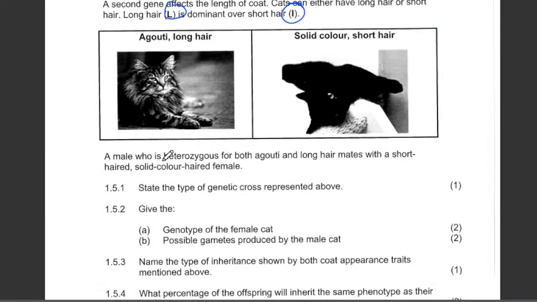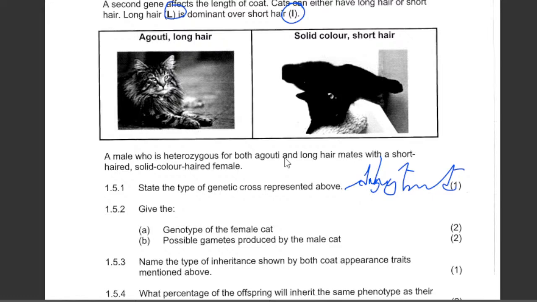So they're saying the male who is heterozygous for both hair traits mates with short hair. State the type of genetic cross represented above. We say it is dihybrid cross.